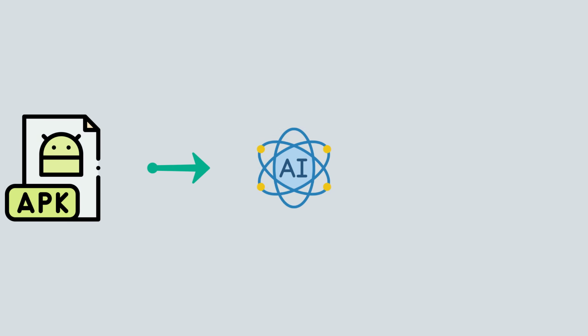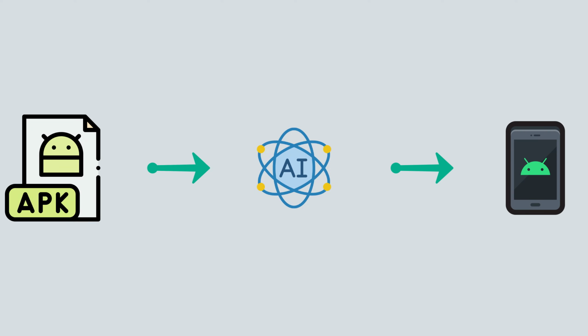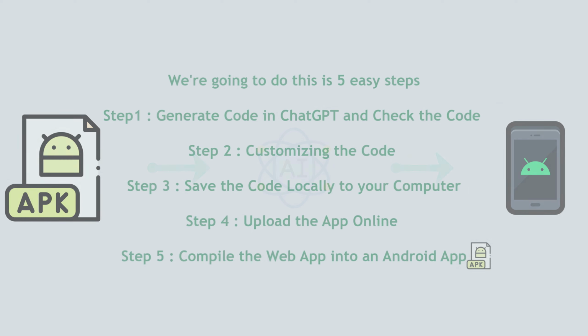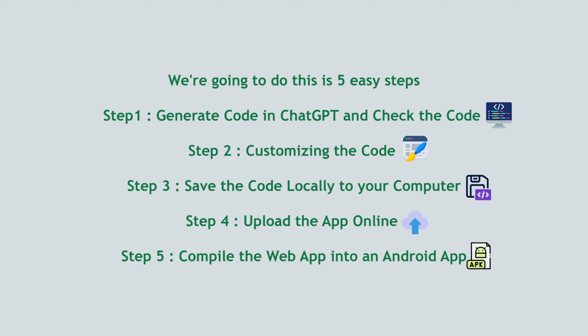In today's video, I'm going to show you how to create an Android app using AI without any coding knowledge and how to run it on your Android device. Let's jump right in. We'll show you how to do this in 5 easy steps. Just follow along, and you'll have it done in no time.